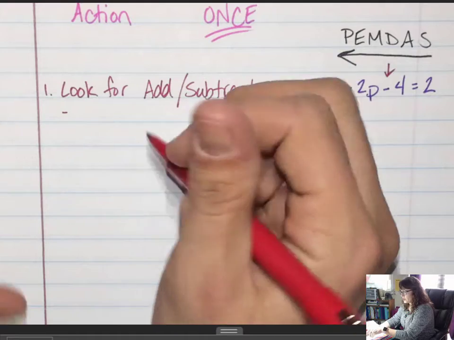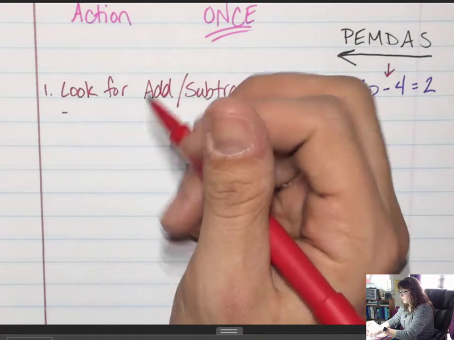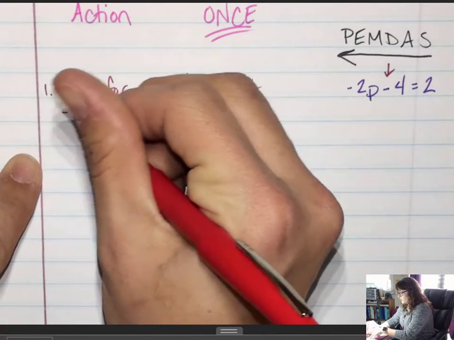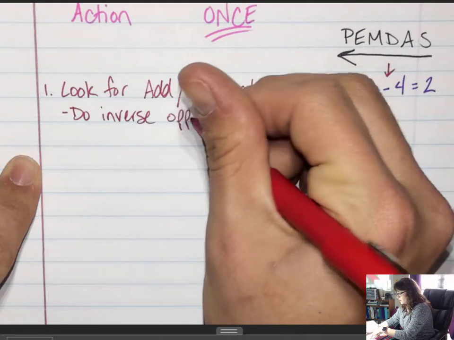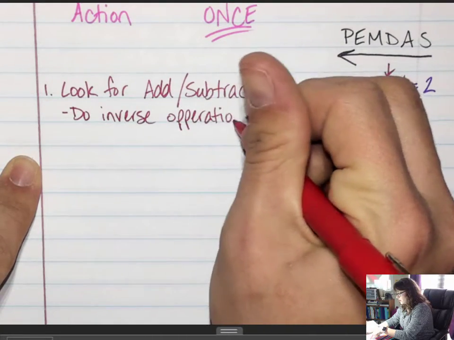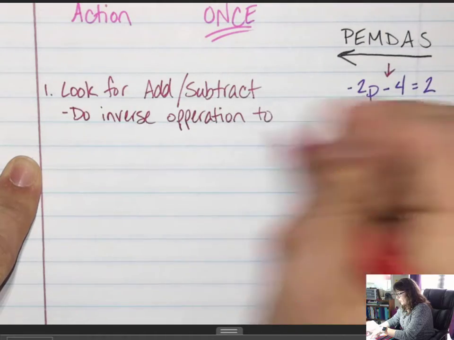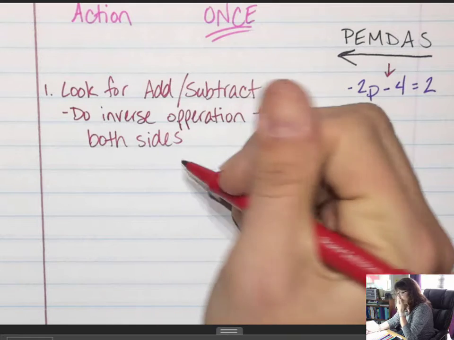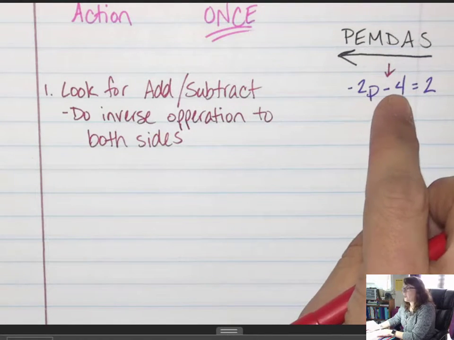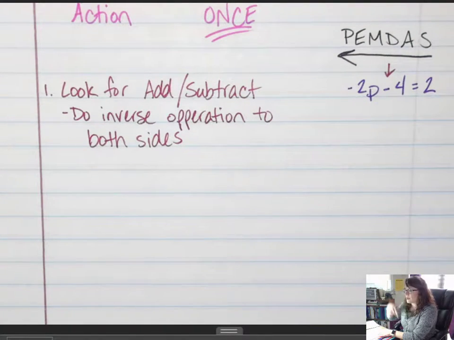Do the inverse. I'm going to use 7th grade pre-AP terms. Do inverse operation to both sides. So if they took away 4, what's the opposite of taking away 4?